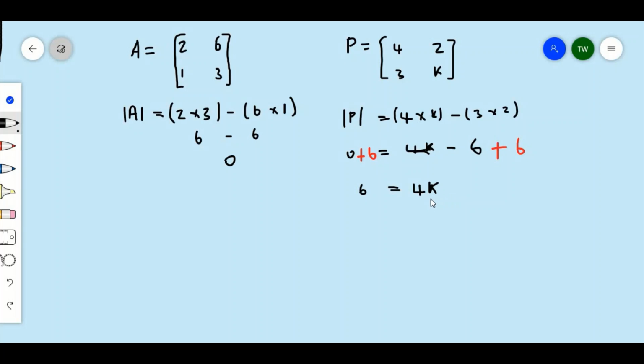In order to determine the value of K, because this 4K means 4 times K, then I'm going to divide both sides by 4. So I'm going to divide this side by 4 and divide this side by 4. So here 4 will cancel out 4. So therefore K is going to equal 3 over 2. Because 6 over 4 is just the same thing as saying 3 over 2. Alright? So that's how you would determine the value of K.